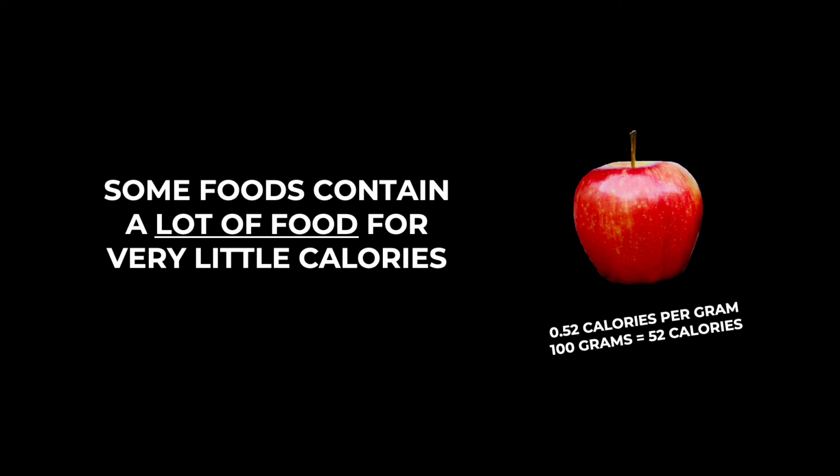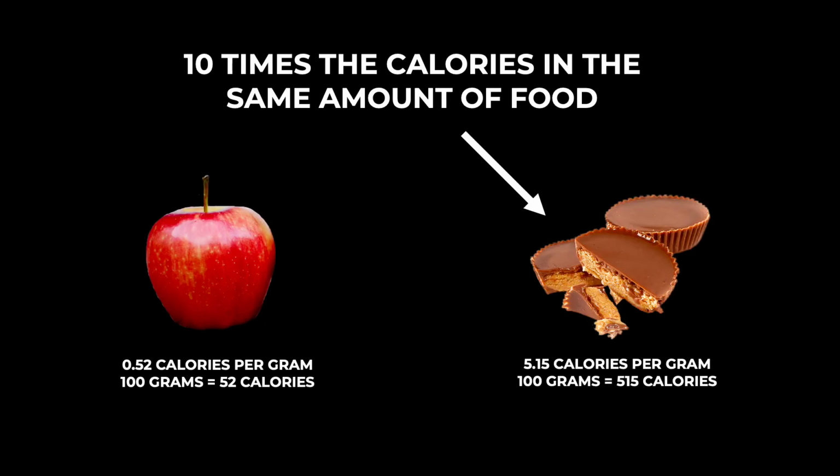Then on the other hand, you have some foods that contain a lot of food for very little calories. An apple is a good example of this. They have just half of a calorie per gram. So 100 grams gives you about 52 calories. I mean, strawberries are extremely low, but that's just an example. So when you compare the two, you can see that Reese's chocolate contains 10 times the amount of calories in the same amount of food.